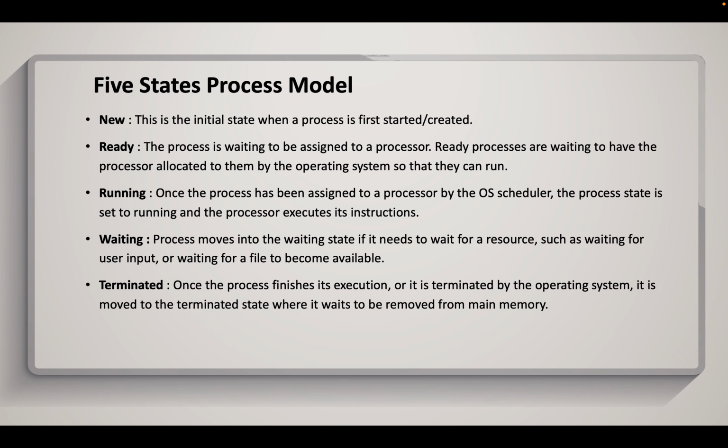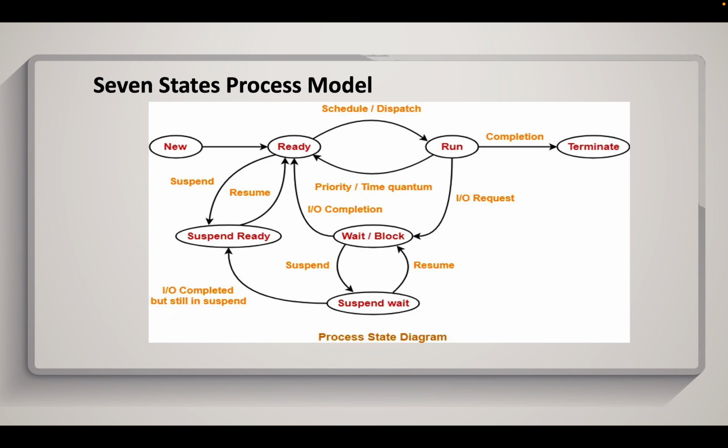So this is whatever I explained in the previous slide; only the explanation is given here, the 5-state process model. So I am moving to the next one. There is one more state model called the 7-state process model. Additionally, 2 more states. I don't want to explain the 5 states again. What are the 6th and 7th states? The 6th and 7th states are suspend wait and suspend ready.